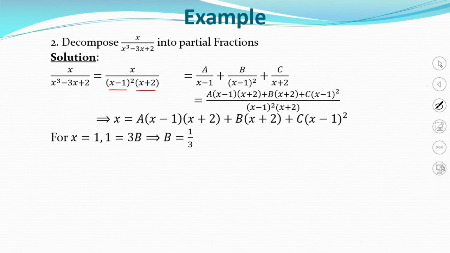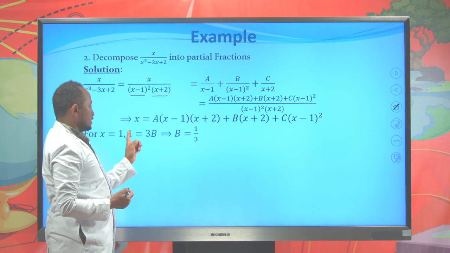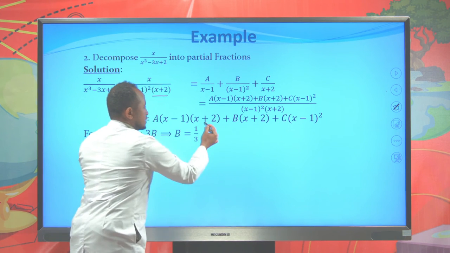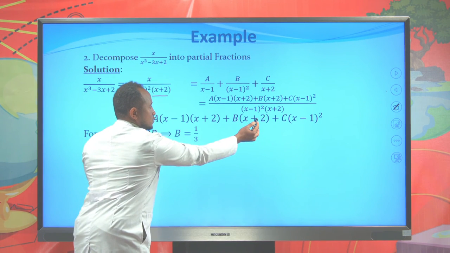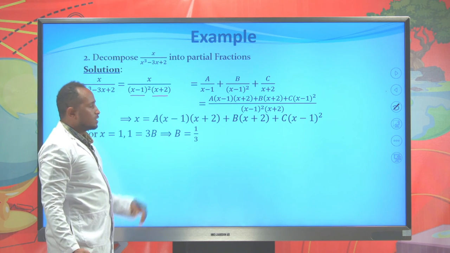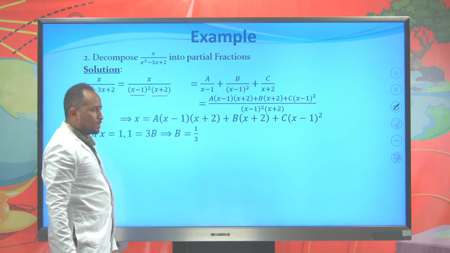For x equals 1, this expression becomes zero, and this part becomes zero. Only the remaining part is left, where you place 1 in place of x. These two cancel, only this remains, 1 plus 2, which is 3b. Therefore, from this, b is equal to 1 over 3.